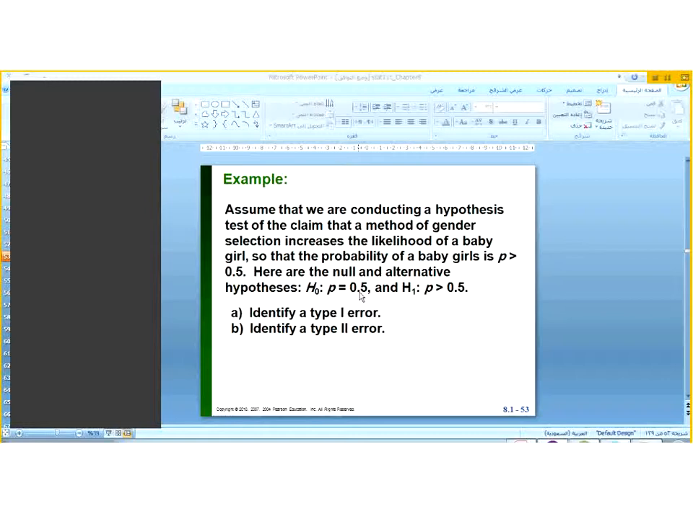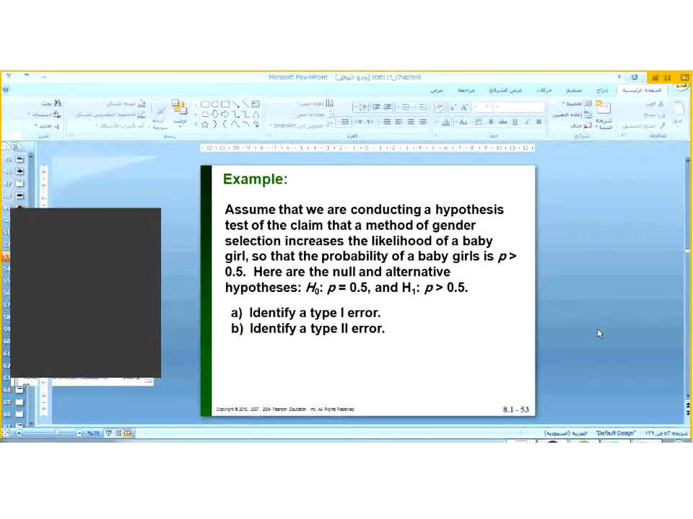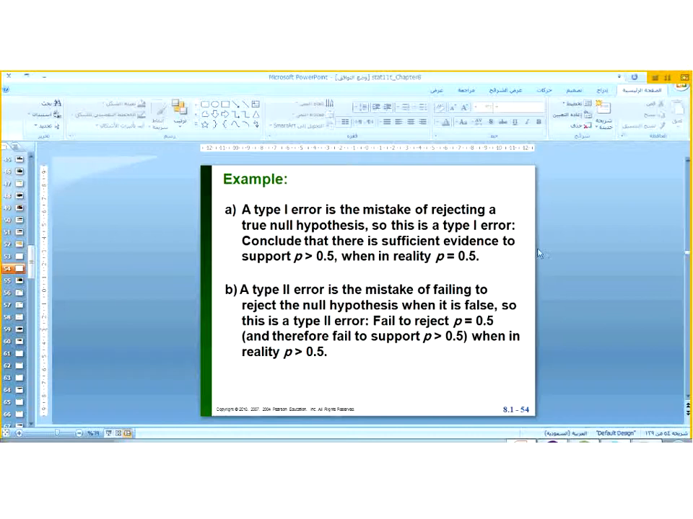No difference. I proved that in reality there is no difference, that p equals 0.5. But what was my decision? Reject. So the type 1 error is the probability that I reject the null hypothesis when it's true. So I reject p equals 0.5 while it's true. It's the mistake of rejecting a true null hypothesis. So this is a type 1 error.